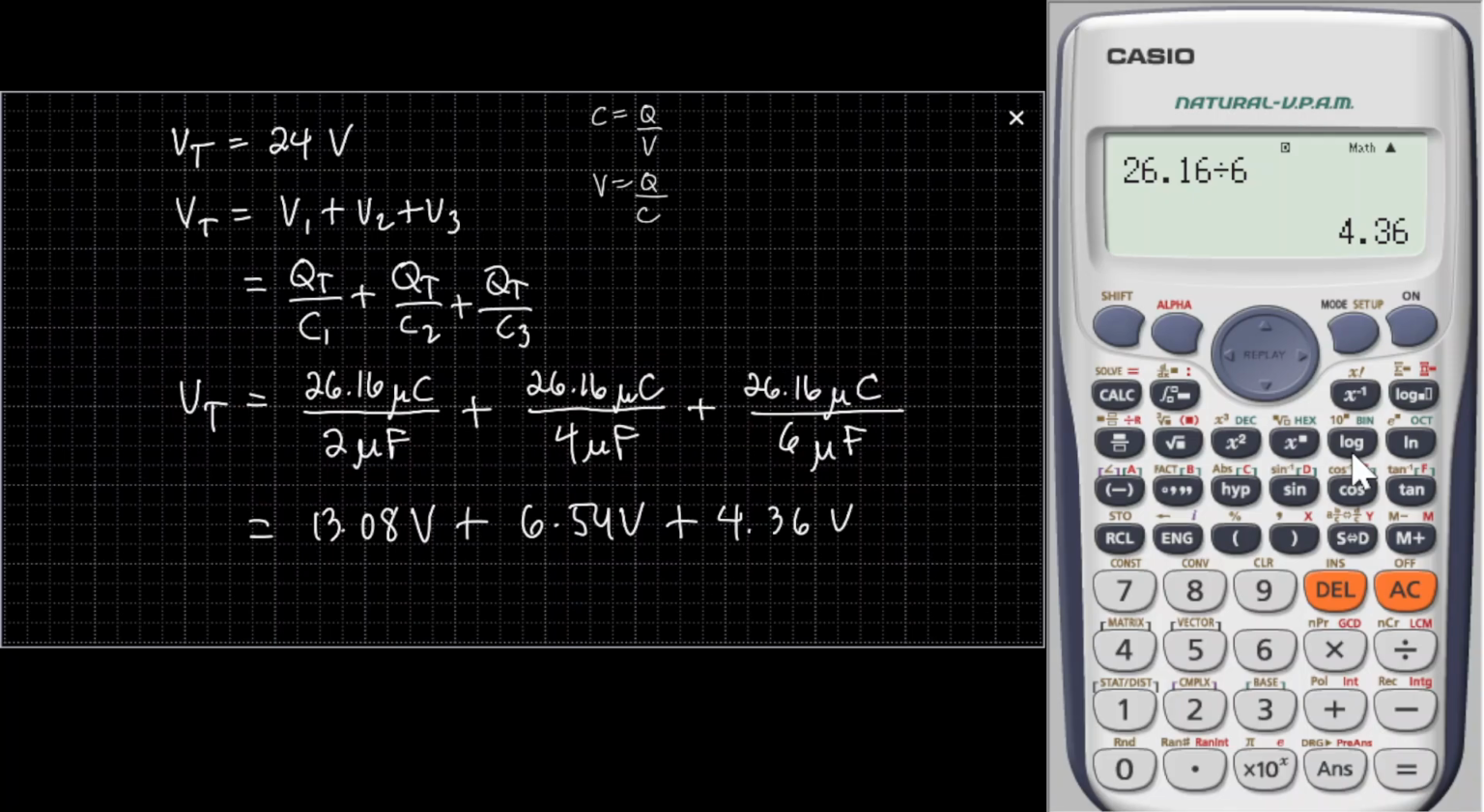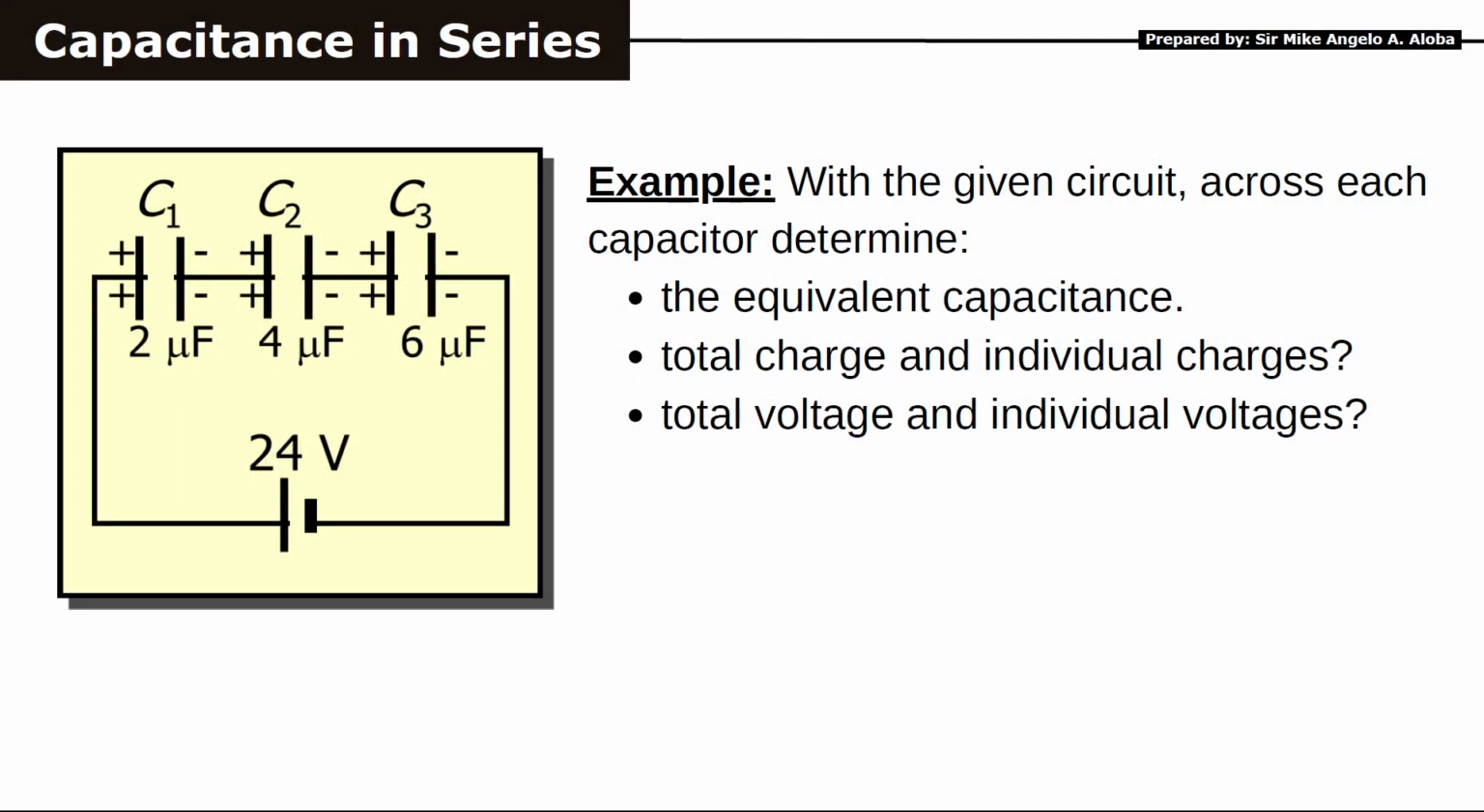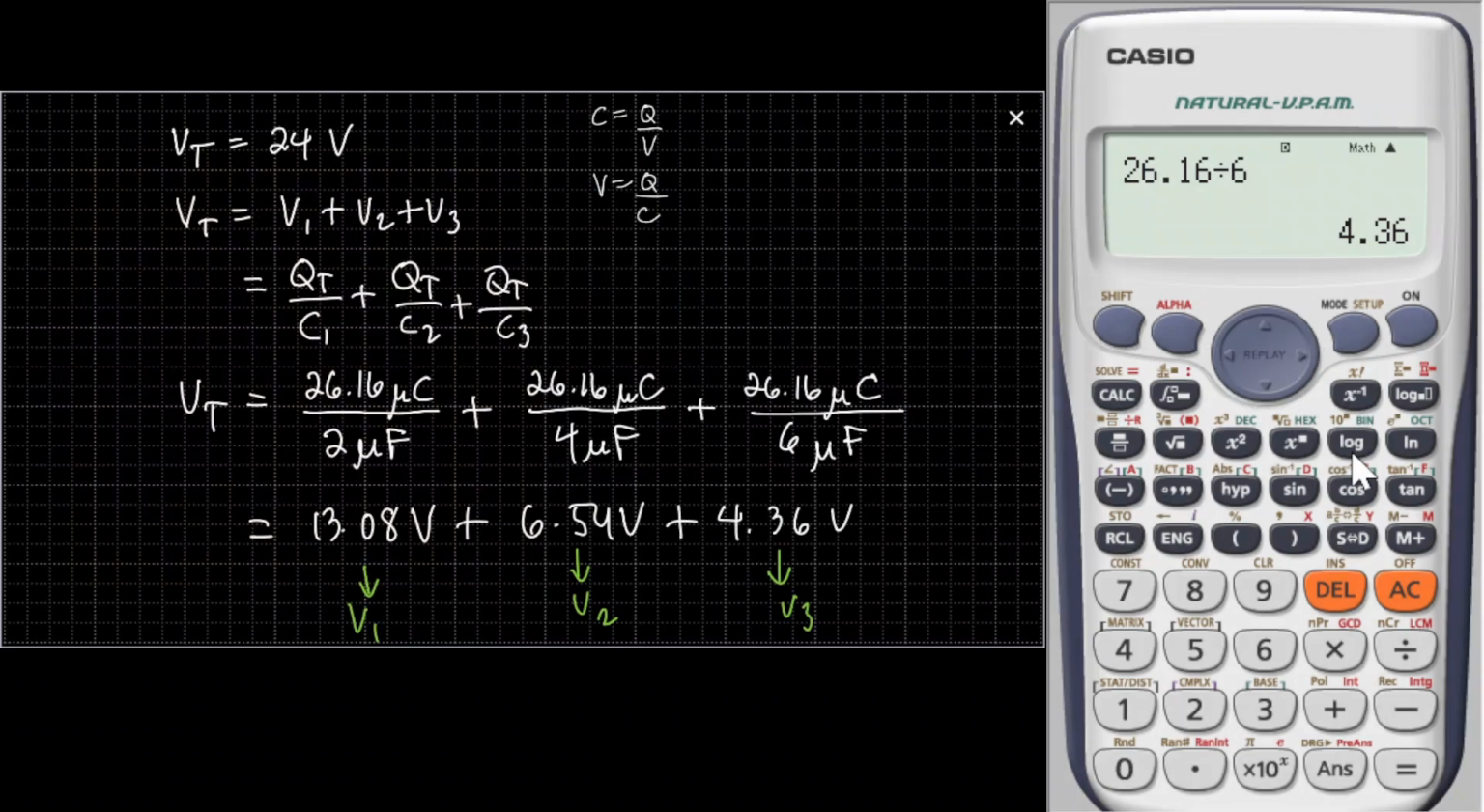4.36 volts. So this is your V1, V2, and V3. So nasagot na natin yung tanong: total voltage, individual voltages. Now, talaga bang equal yan or approximately equal ba yun sa 24 volts? So yan yung titingnan natin. Alright, so VT. So pag-add natin sila lahat.